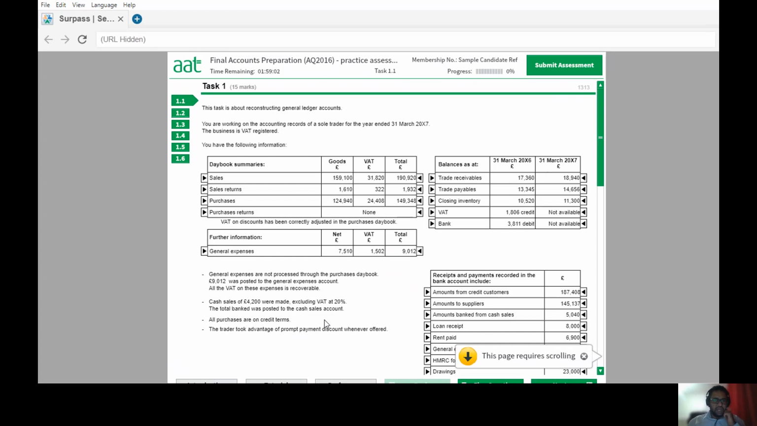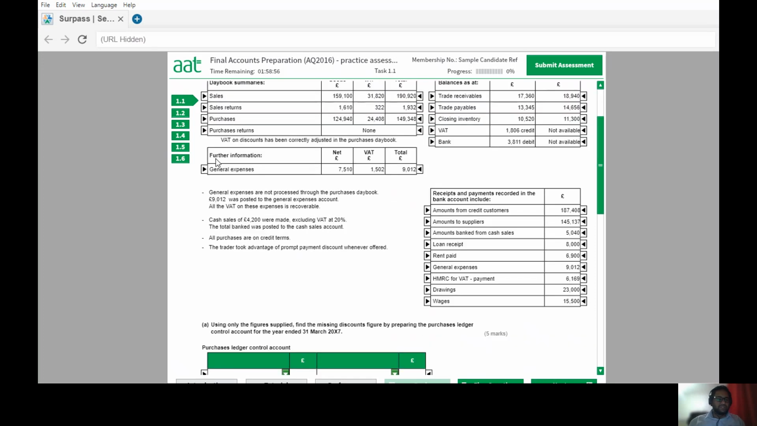Okay, so the first question here, they're asking you to work on the account records of a sole trader with a year ending on 31st of March. Here they're also saying general expenses are not processed through the purchase daybook. So that means they're separate. They probably get done using a cash book or some other way. And then obviously there are some cash sales there. Purchases are on credit terms. The trader took advantage of prompt payment discounts whenever they were offered. Okay, so these are extra information we're going to be working on.